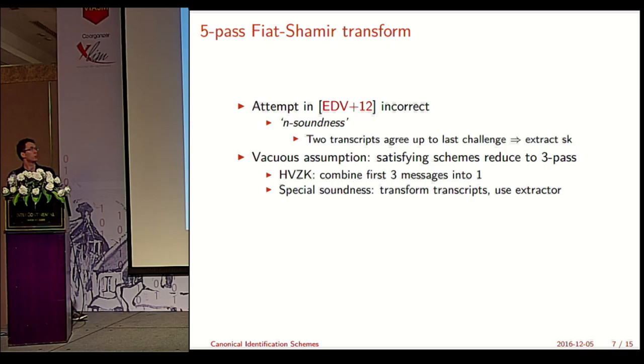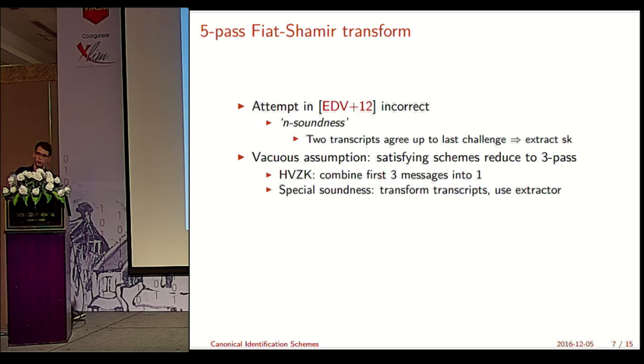As I mentioned before, there was an earlier attempt to do this in 2012 at Africacrypt. A paper appeared that defined n-soundness to apply a Fiat-Shamir transform to any 2n+1 pass signature scheme. Basically, they said if you have two transcripts that agree up to the last challenge, and then you can extract the secret key, then you have this property called n-soundness, and then the transform applied. We show that this actually does not gain you anything, because all the schemes where this would apply can be transformed back to three-pass.